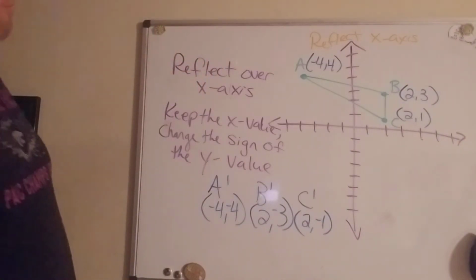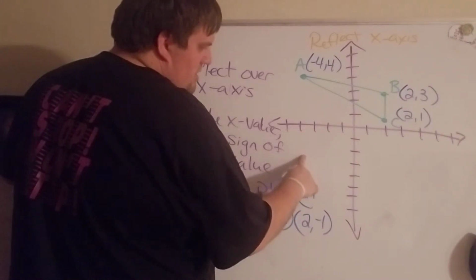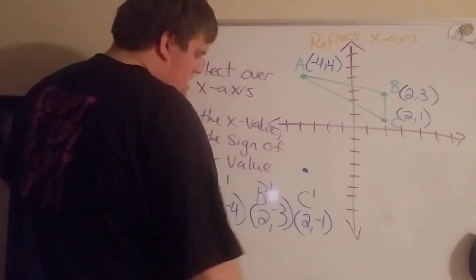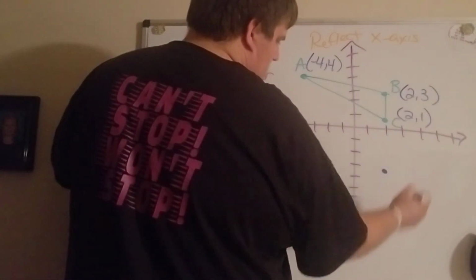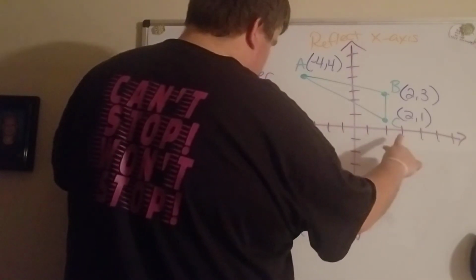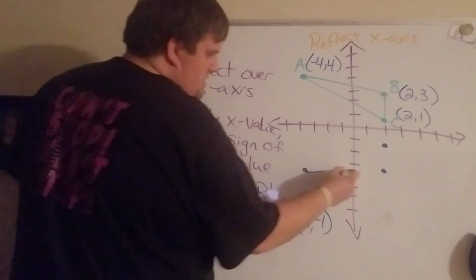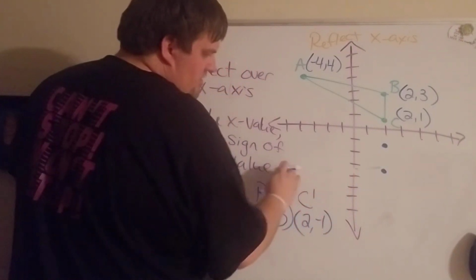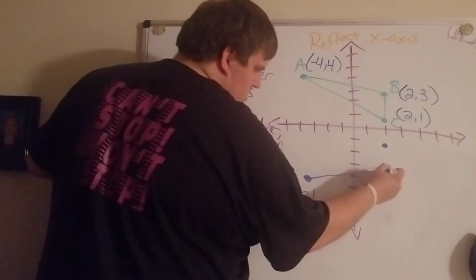So if you want to see what that graph would look like, -4, -4 down here, 2, -3, and 2, -1. Forgive my drawing abilities here. There we go.